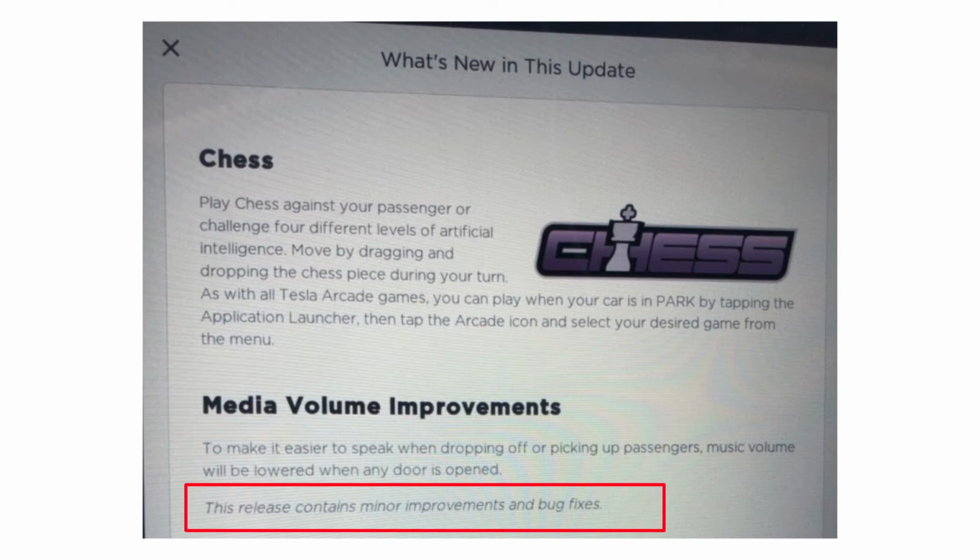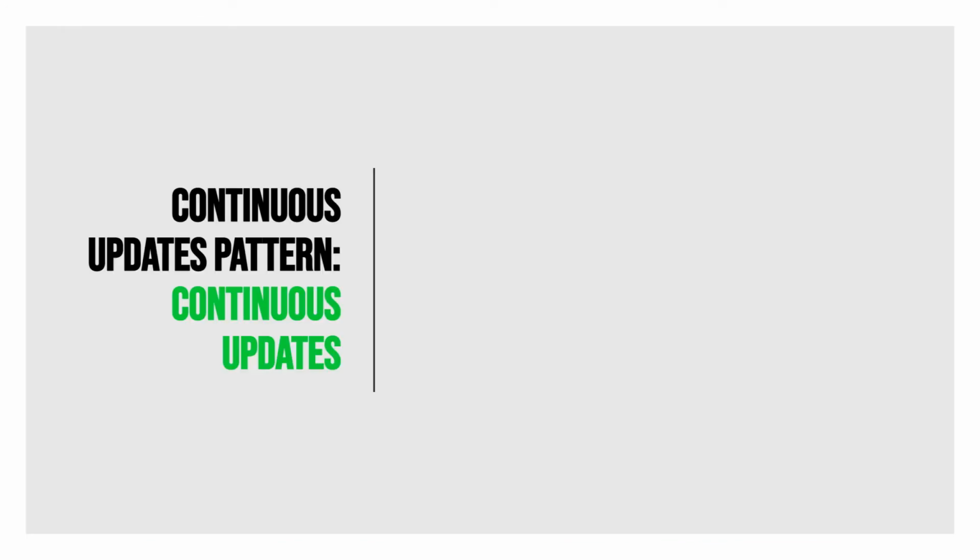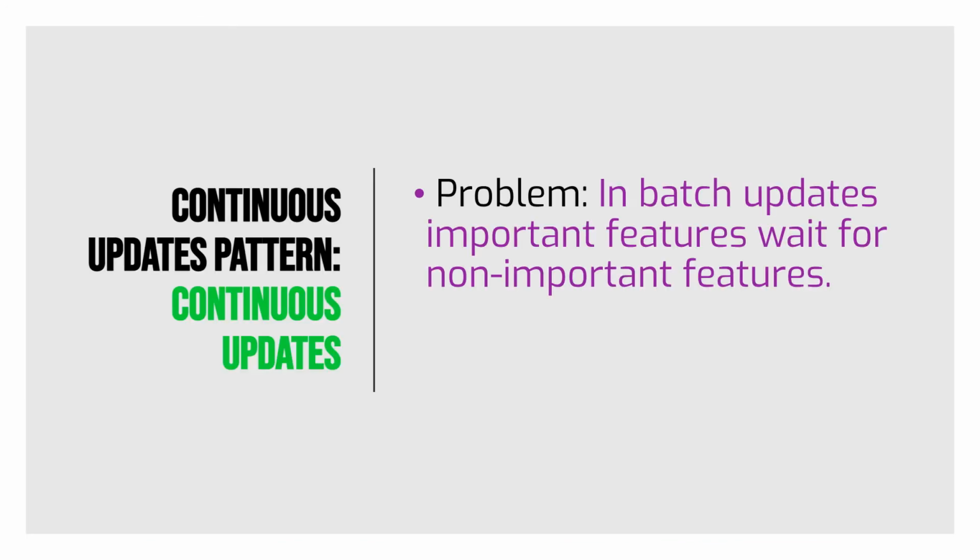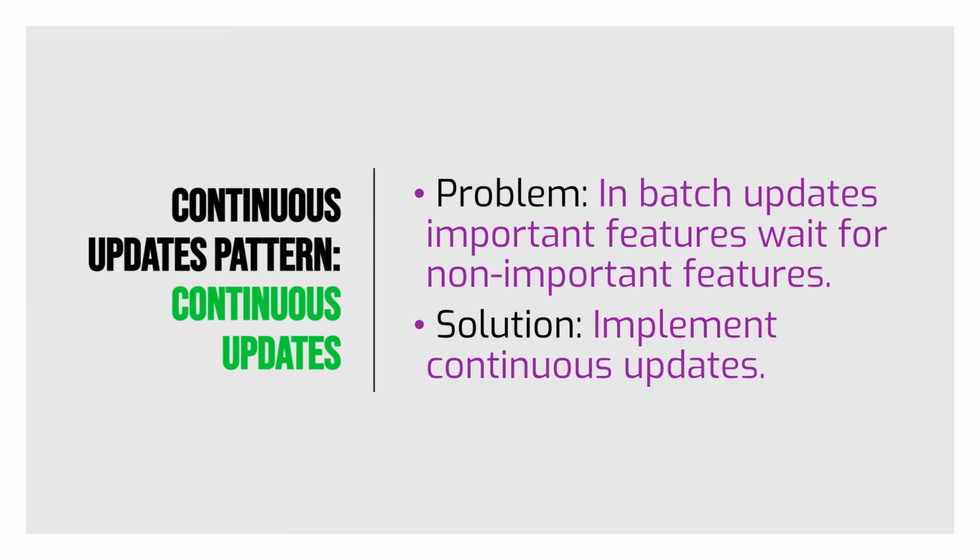So they waited for a long time for this phantom braking release, even though they're not really using it. In that case, we need to think about continuous updates. The problem is that we have a batch of important features that are waiting for non-important features. So the solution is to implement continuous updates, right? We would like to create very small updates so that we can easily upgrade to them.